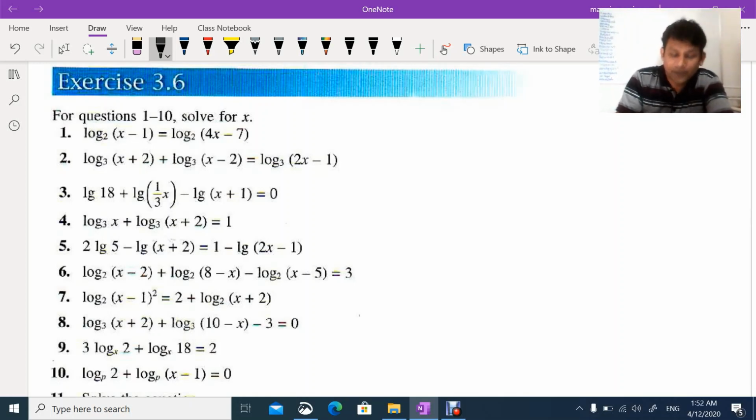3.6 Logarithm, Indices, and Surds. Okay, 3.6 is a very important exercise from the examination point of view, and I would like to do all the questions. I will try my best.